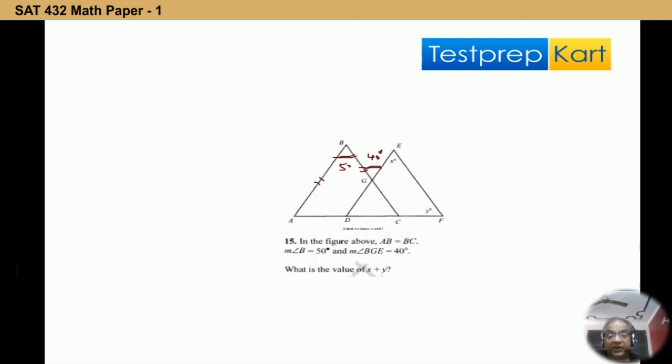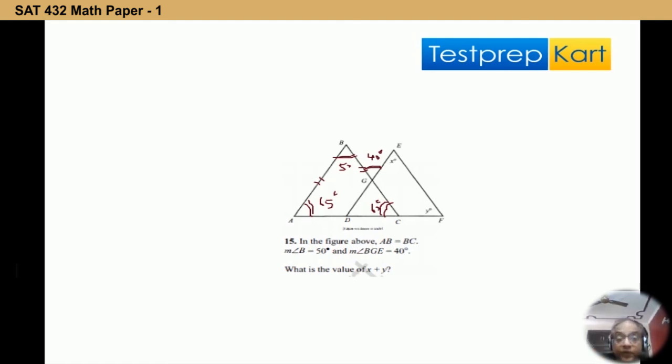Here they have given that AB is equal to BC. So if AB is equal to BC, then this angle should be equal to this angle, because if two sides of a triangle are equal, then the angles opposite to those sides are also equal. So what is the sum of these two angles? 130 degree. So each angle is 65 degree. Correct?